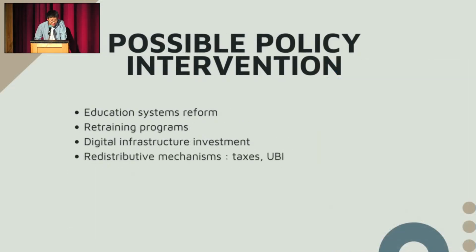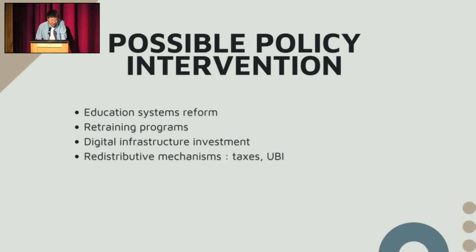To maximize AI's benefits, my research suggests several possible policy interventions. First of all, education systems must be reformed to incorporate AI literacy from early education, preparing students for an AI-integrated workplace. Simultaneously, governments should establish retraining programs for displaced workers, particularly targeting vulnerable populations like older workers and those in routine-heavy occupations. And digital infrastructure investments, especially for emerging economies. Broadband access needs to be expanded for improved connectivity in rural areas.